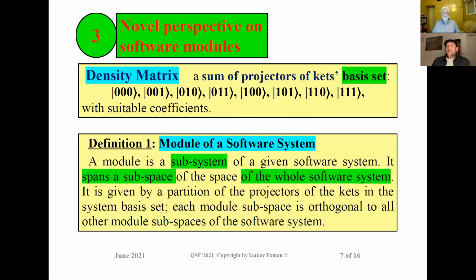Density matrix provides a novel perspective on software modules. It's a sum of projectors of the Kets basis set. The Laplacian we saw earlier has size 8 by 8, therefore we use the Kets basis set 0 to 7. The definition of a module of a software system is a subsystem spanning a subspace of the whole software system.